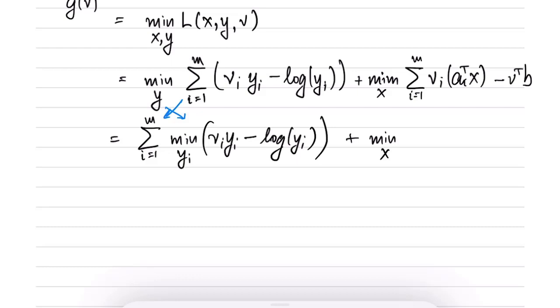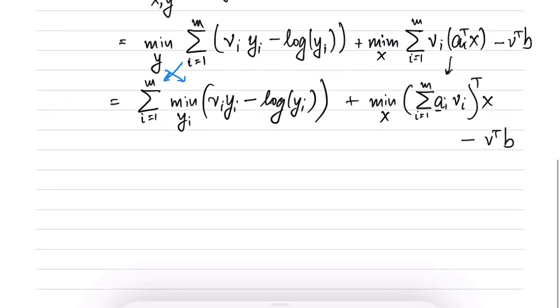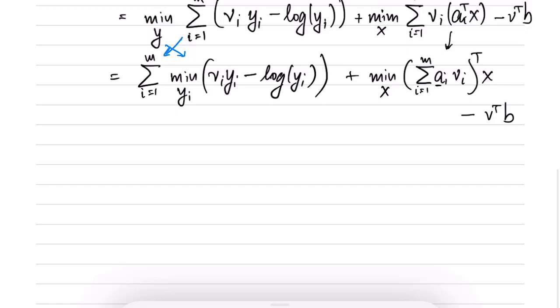So I want to write it as summation of ai nu i. ai is a vector, so summation of ai nu i would be a vector transpose x, and minus nu transpose b, right? So please verify that this is indeed the case. This is just another way of writing the same thing, and in the first case we have interchanged summation and minimization. Now let us solve each of these problems separately.